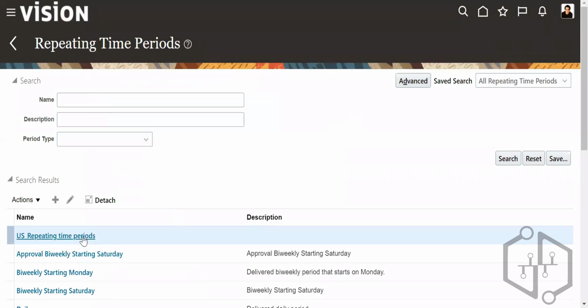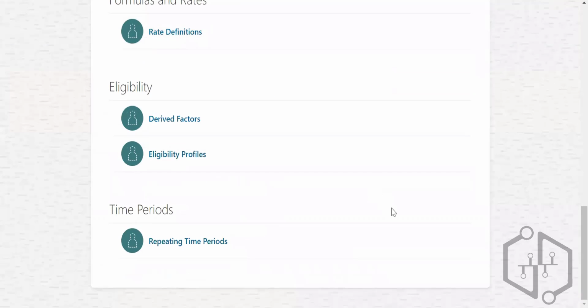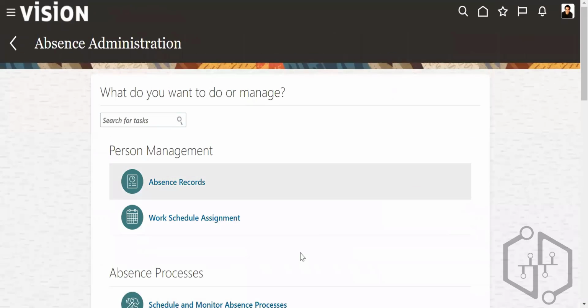And we can use this repeating time period in other options also, right? So this is the way we are using. So with this we finish. One more thing, the topic is left. We finish with the major topics of absences.